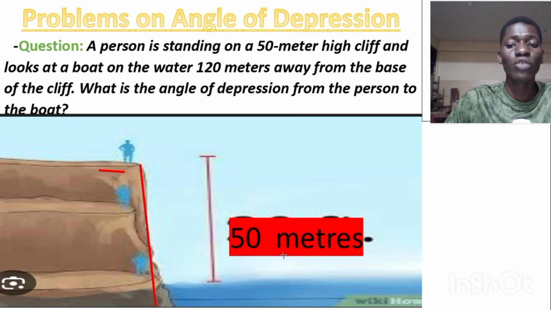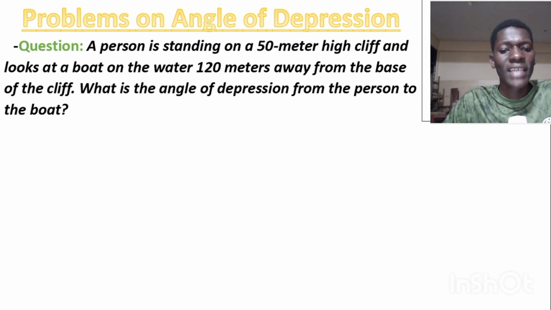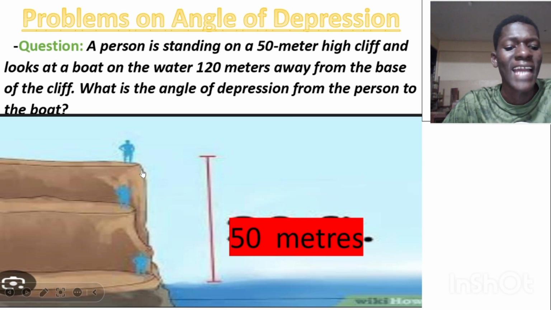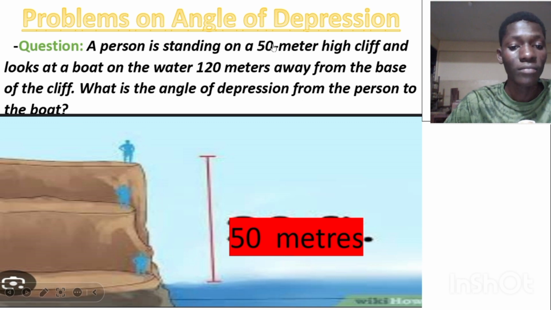And the person was looking at a boat. There was a boat somewhere here, and this person was looking at that boat. So what is the angle of depression from the person to the boat? A cliff is the land that is above the water. So this is the water and this is the land. The distance from the base at the water to where the person is standing is 50 meters in the question.